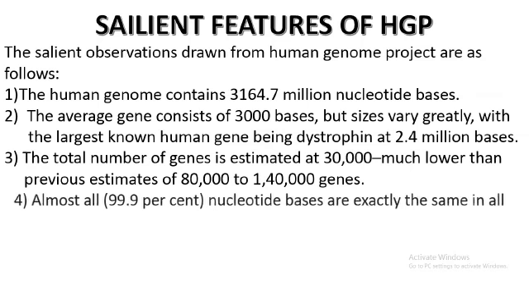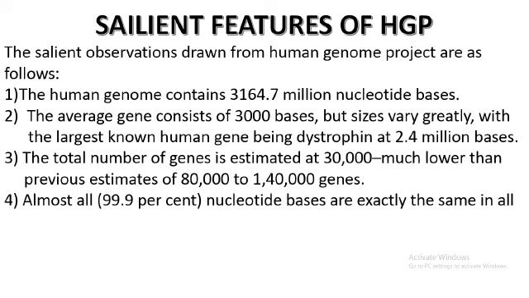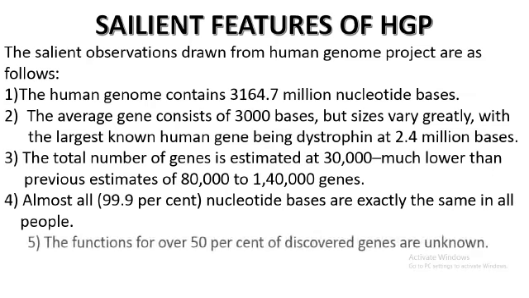Then the fourth important characteristic feature is that almost all nucleotide bases, that is 99.9% of bases, are exactly the same in all people. This is very important. So we say human beings belong to one species. This is the main reason: the genes contain mostly the same nitrogenous bases, 99.9% the same in all people. This is the fourth important salient feature.